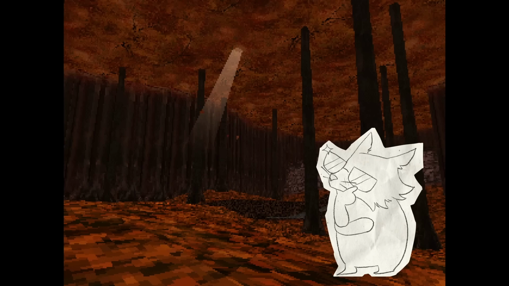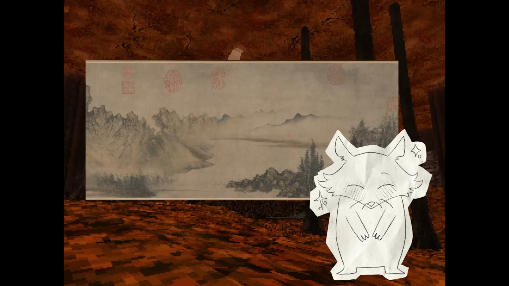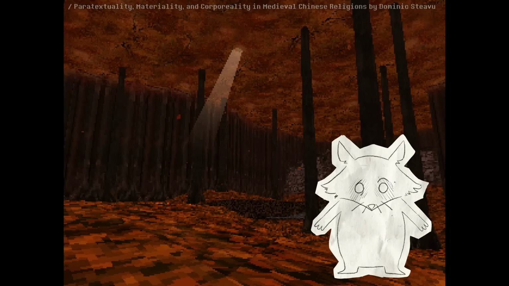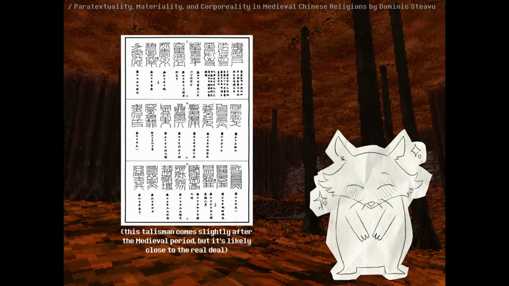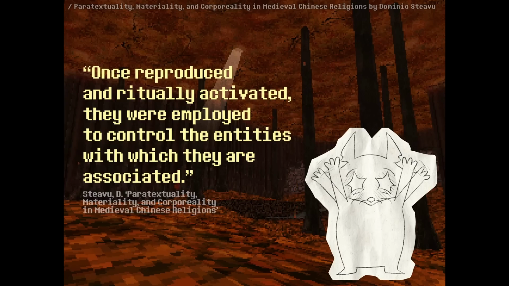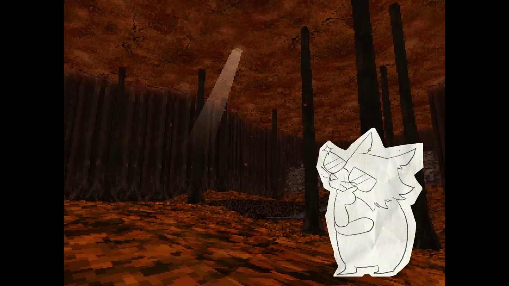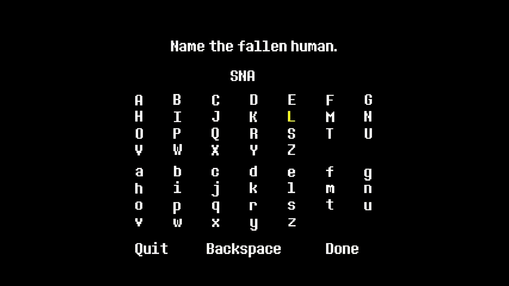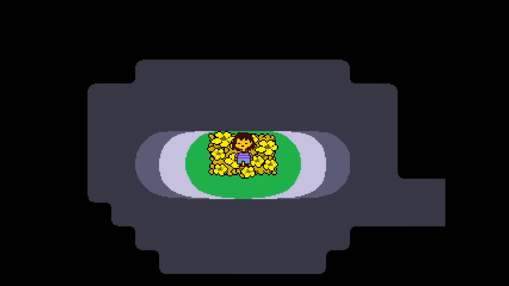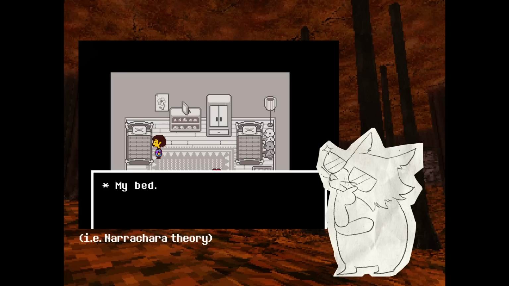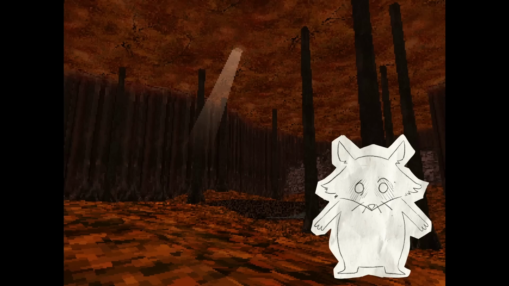For a particularly relevant example of this, we can look at true names in medieval Taoism. The brain rot is setting in at this point. Here, true names of deities and spirits are inscribed, and once activated through a ritual, are employed to control the entities with which they are associated. This bears an eerie similarity to Undertale. We inscribe the name of the fallen human, a spirit. The name shakes as if it's activating, and we gain control of Frisk. This makes sense, right? Given that Frisk likely has some vestige of the fallen human inside of them. How big that vestige is, and therefore how much you buy this argument, is up to you.